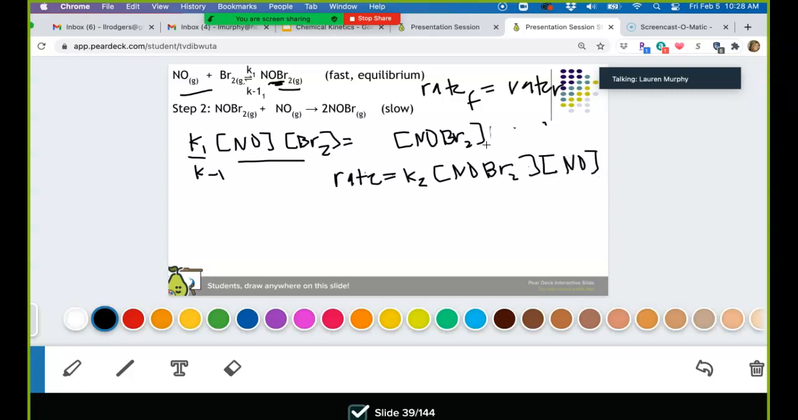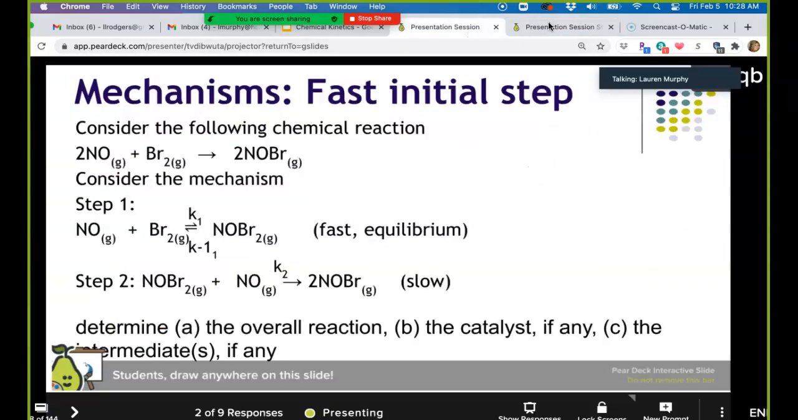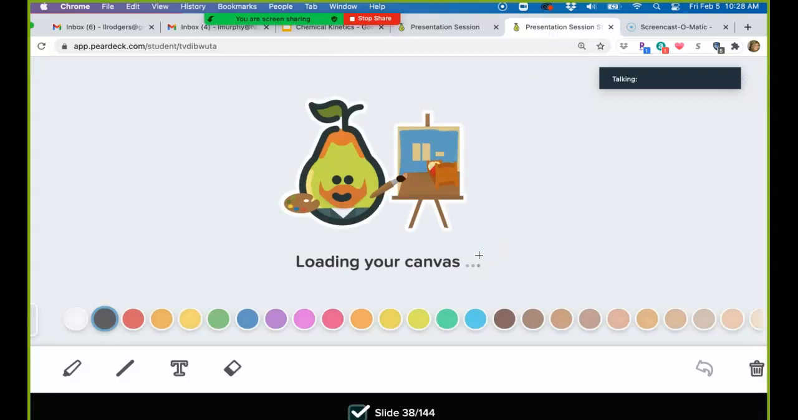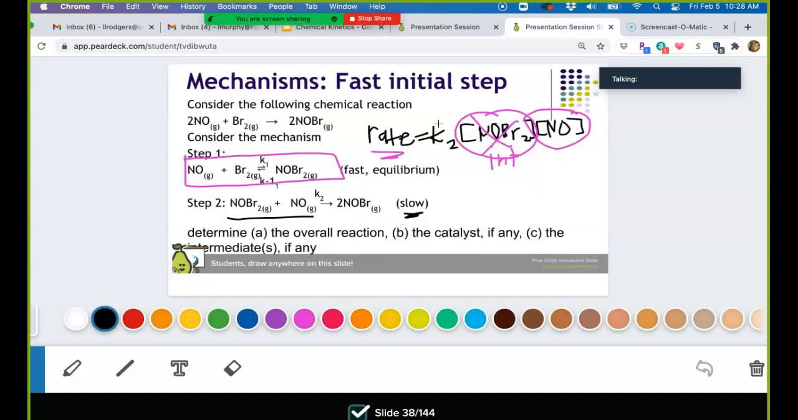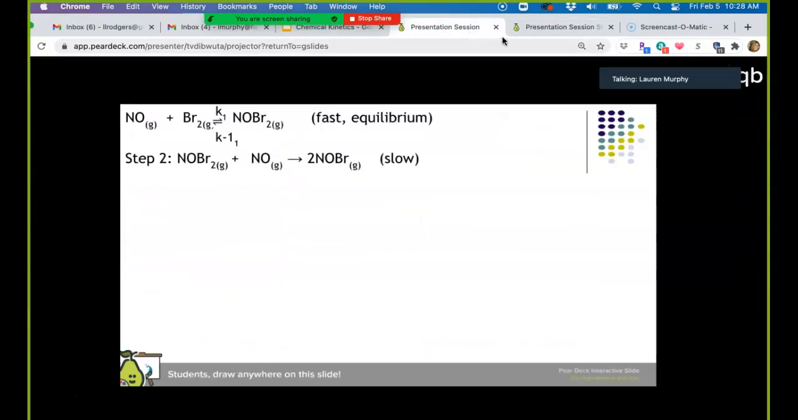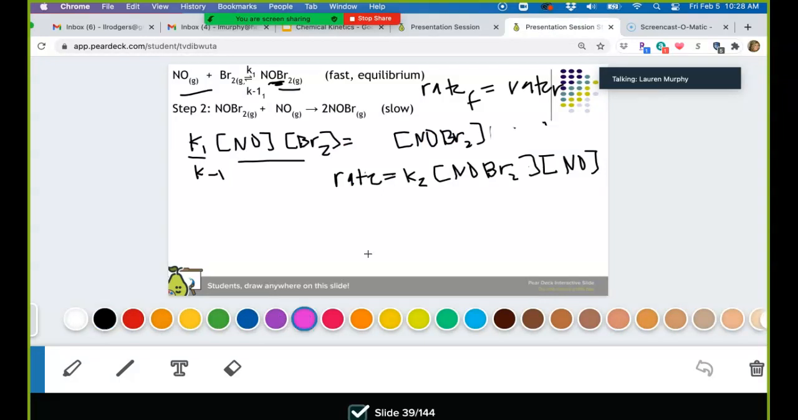I think, right? N2O2 and NO, that's my original rate law that I wrote until I discovered there was an intermediate in it. So now that you've solved for the intermediate, all you have to do is plug this in for the intermediate, because we solved for it.